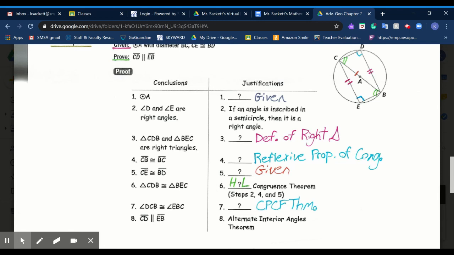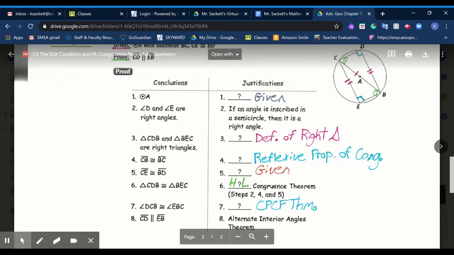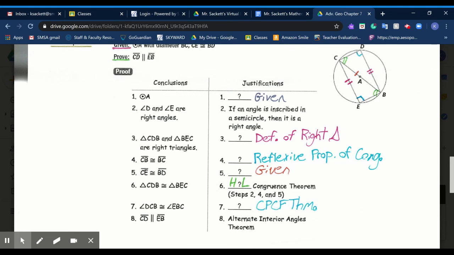Then for step 3, they said triangle CDB and triangle BEC are right triangles because they have a right angle. That's the definition of a right triangle. Saying the segment CB is congruent to BC, same segment, so that's the reflexive property of congruence. Then back to the given info of CE being congruent to BD.